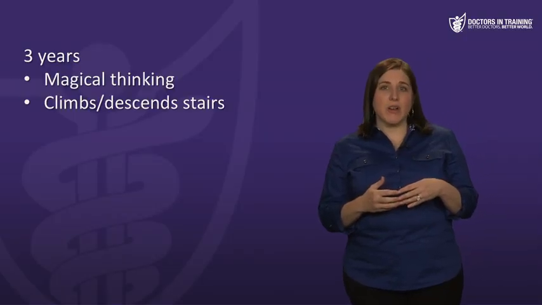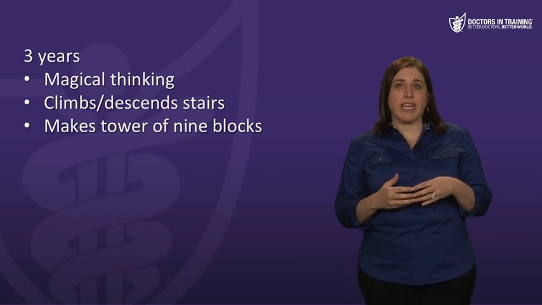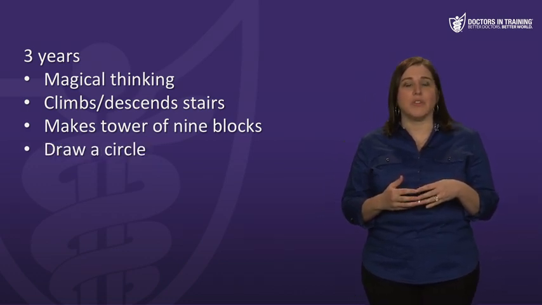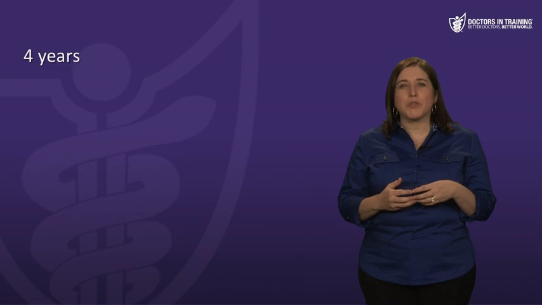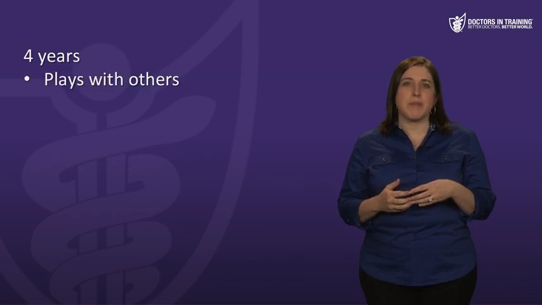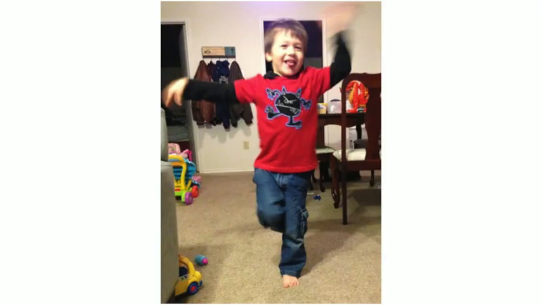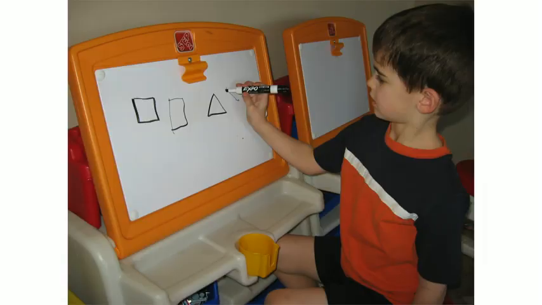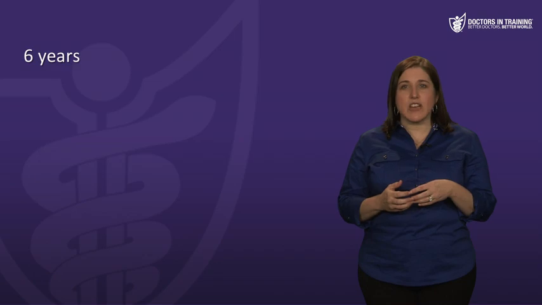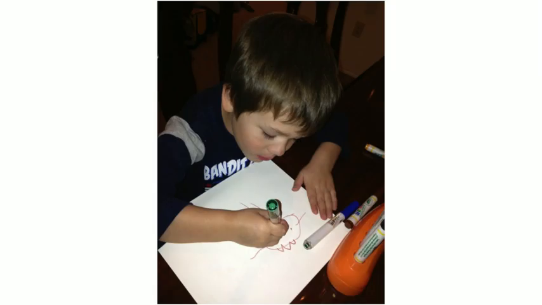At 3, they can go up and down stairs pretty well, and they're up to a 9-block tower. They can also draw a crude circle. At 4, they're truly playing with others rather than just that parallel play. They can hop on one foot, and they can draw a line image like a plus sign, and eventually a closed figure like a triangle or a square. Their vocabulary is up to 250 words or more. And at 6, not only do they run, but they skip, and they can draw a stick figure person.